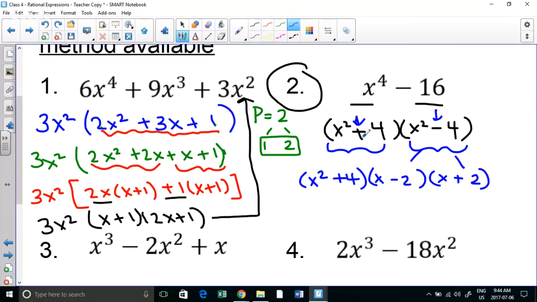And I'm telling you right now, they love to do this. They love to throw in a difference of squares in a difference of squares. So you have to pay attention for that. Okay.